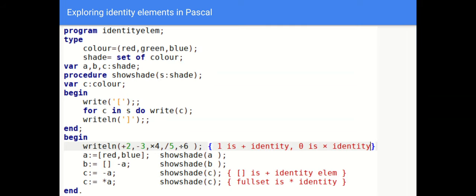Here is an example using sets. We first define a type color: red, green, blue. We define shades, which are sets of colors. There's a wee function here to print a shade out. This is actually a hole in the language at the moment. It doesn't have a built-in write function for sets, so you have to write your own function to convert sets into printable form.